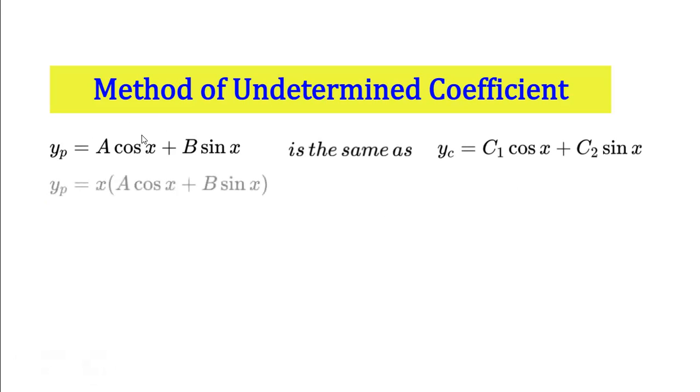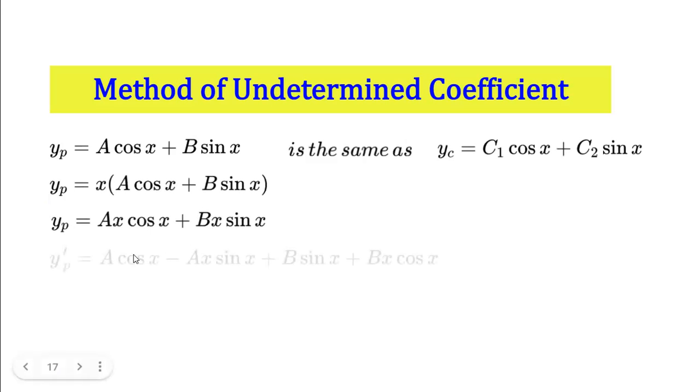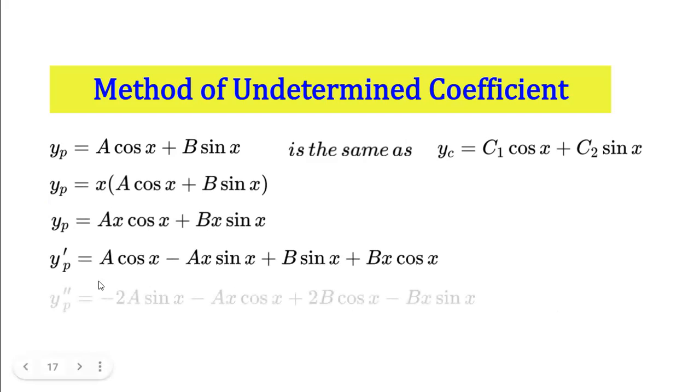Alright, so multiplying our particular solution by x, it will bring us to y_p equal to ax cos x + bx sin x. This is our new particular solution. We can now differentiate this by using the product rule. So finding our first differentiation, we will have this to be our first derivative by using the product rule. Differentiating for the second term, we will have this to be our second derivative.